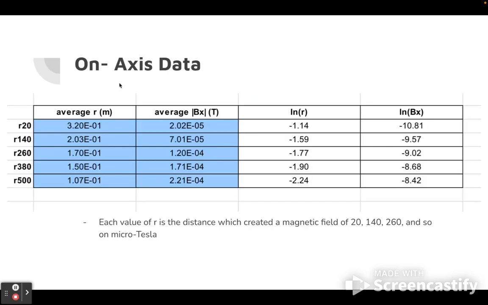So this is the on-axis data. R20, R140, R260 mean that this value right here after R is the Bx that we need. So this is as close to that value that we could get it, and then this is the average R in between those, so how far it had to be away to create that value.